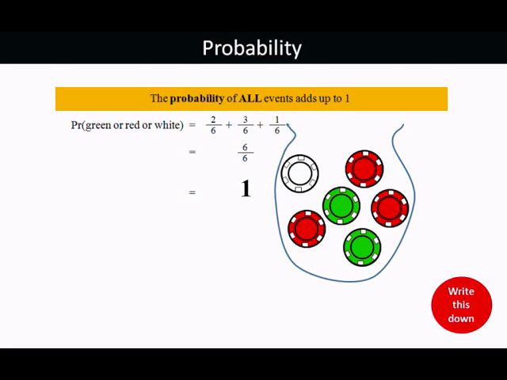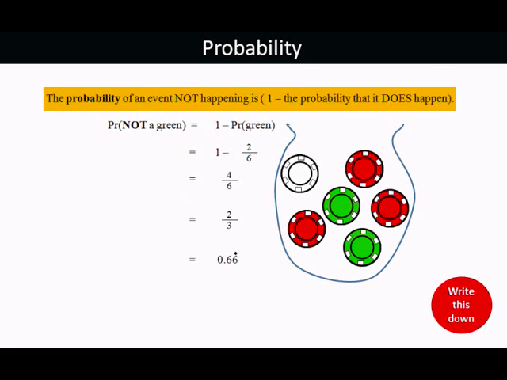Now, if you add up the probability of all things that are possible, you should get 1. So the chance of a green or a red or a white, 2/6 plus 3/6 plus 1/6 makes 6/6, and that adds up to 1. And that makes sense because you're certain to get a green, a red or a white, and a probability of 1 represents something that is certain.